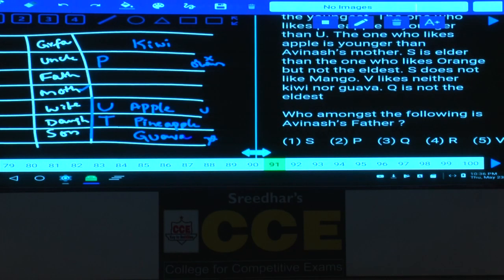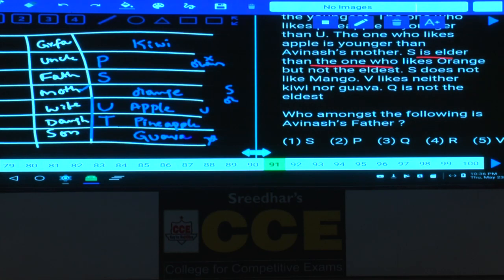Then S is elder than the one who likes orange, but S is not the eldest. As S is not the eldest, S cannot be grandfather, and as S cannot be the grandfather, hence S must be the father. As S is father, this S is elder than the one who likes orange, and the one who likes orange is the mother of Avinash. Clear?